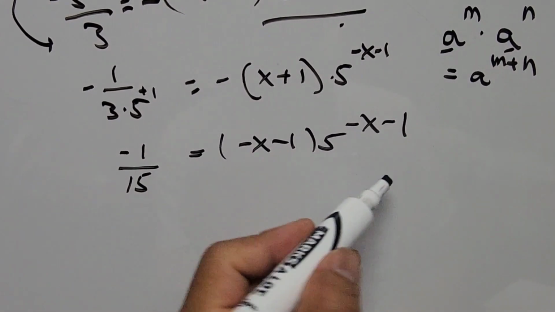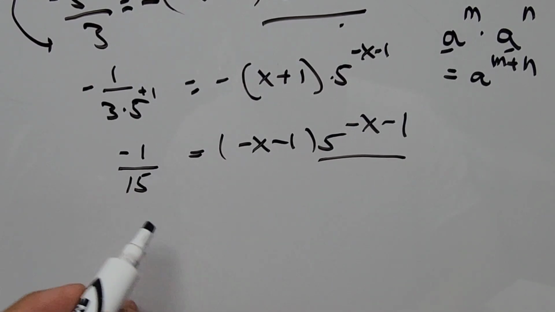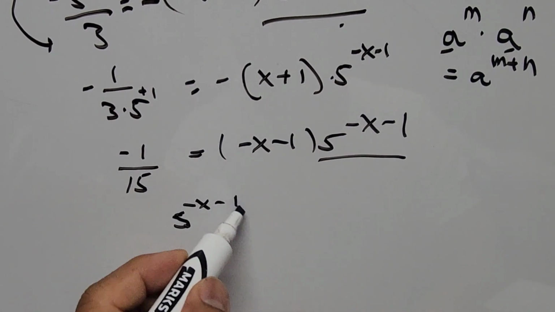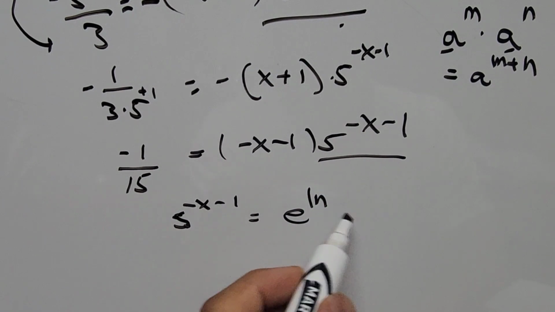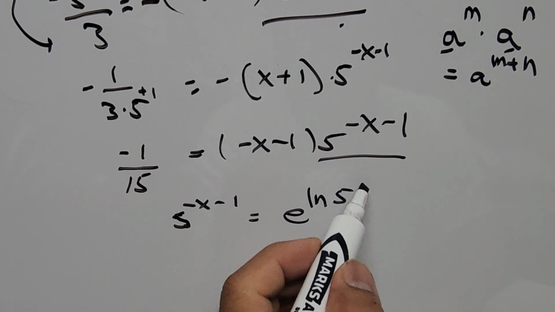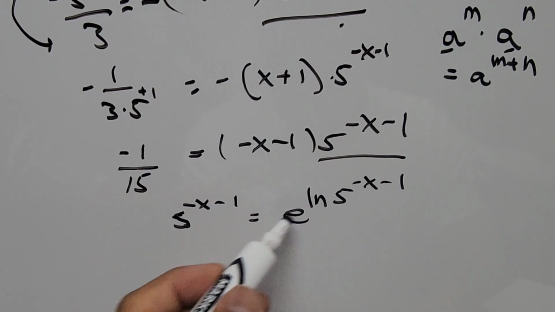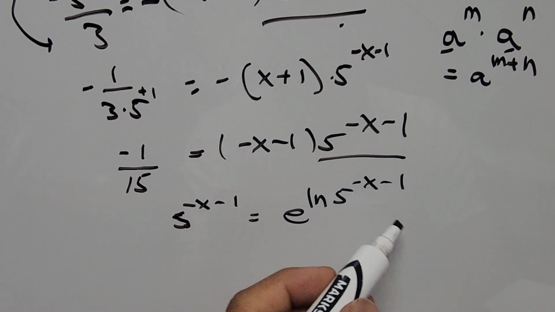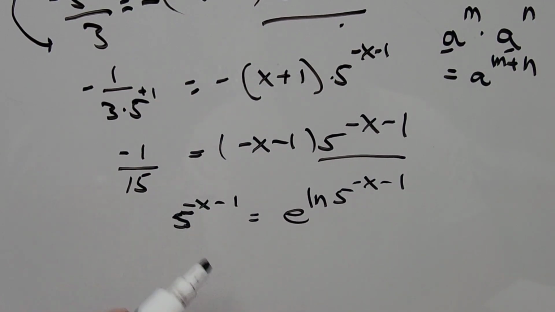And here the expression 5 to the power of negative x negative 1 can be written the same way as e to the power of ln of 5 to the power of negative x negative 1. Since e to the power of ln cancel each other, this becomes 1, right? So we ended up with just 5 to the power of negative x negative 1. So that's the value of that.